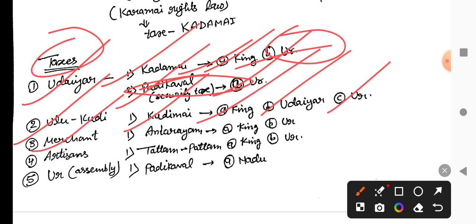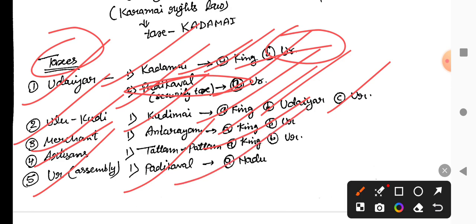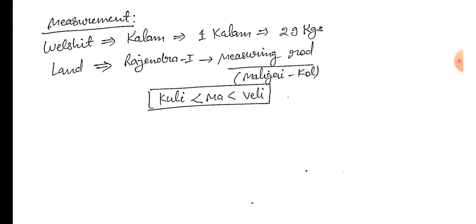And merchant tax is known as antaryam, given to the king and ur only. And artisans tattam pattam, you need to give tax to the king and ur only. And the ur assembly as a unit also had a tax, padi kaval is the name of the tax, and ur needs to give tax to the nadu only. So you need to remember this.